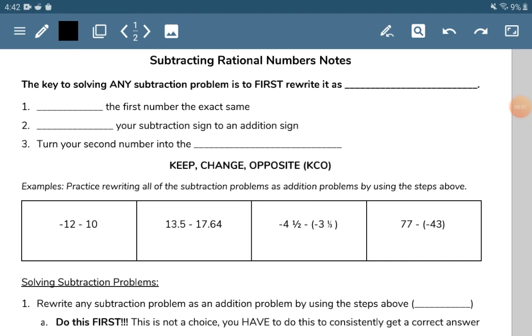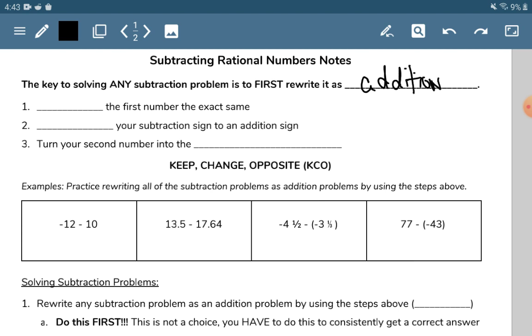Today we are talking about subtracting rational numbers. Remember, if I am ever going too quickly, just pause and rewind, and if you have any questions, raise your hand and ask your teacher. So the key to solving any subtraction problem is to first rewrite it as addition.